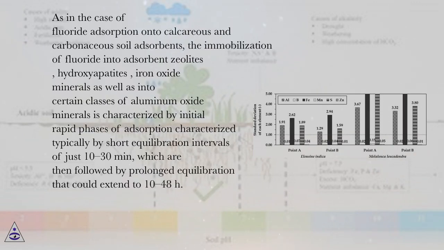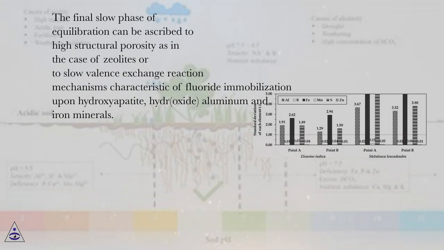As in the case of fluoride adsorption onto calcareous and carbonaceous soil adsorbents, the immobilization of fluoride into adsorbent zeolites, hydroxyapatites, iron oxide minerals as well as into certain classes of aluminum oxide minerals is characterized by initial rapid phases of adsorption, typically with short equilibration intervals of just 10 to 30 minutes, which are then followed by prolonged equilibration that could extend to 10 to 48 hours. The final slow phase of equilibration can be ascribed to high structural porosity as in the case of zeolites, or to slow valence exchange reaction mechanisms characteristic of fluoride immobilization upon hydroxyapatite, hydroxide aluminum and iron minerals.